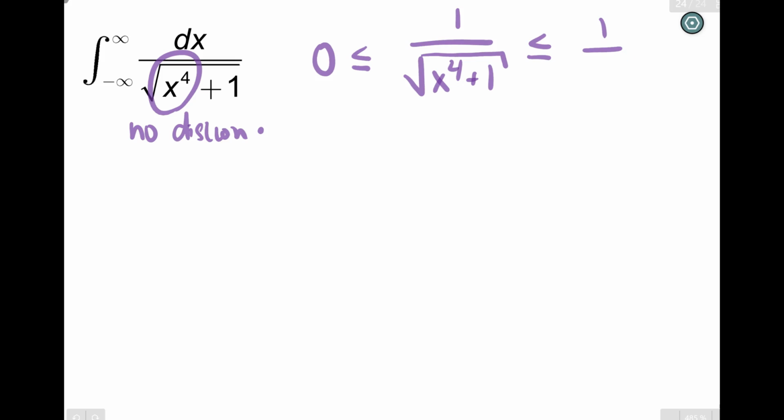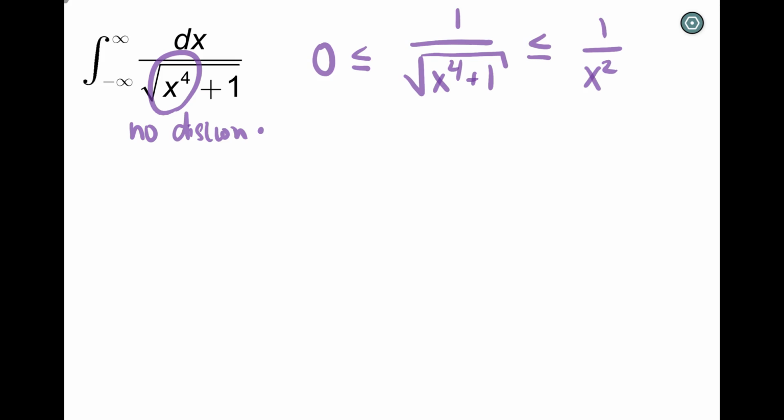Is 1 over x squared always bigger than the one that's in the middle? Yeah. For instance, if I put 1 in for x, I would have 1 over square root of 2 versus 1 over 1. 1 over square root of 2 is smaller than 1. But if I put in 2, 2 to the 4th is 16, plus 1 is 17. So 1 over square root of 17 versus 1 over 4. 1 over root 17 is definitely smaller than 1 over 4, because the root of 17 is bigger than 4. Since we have a bigger denominator, the overall fraction is smaller.